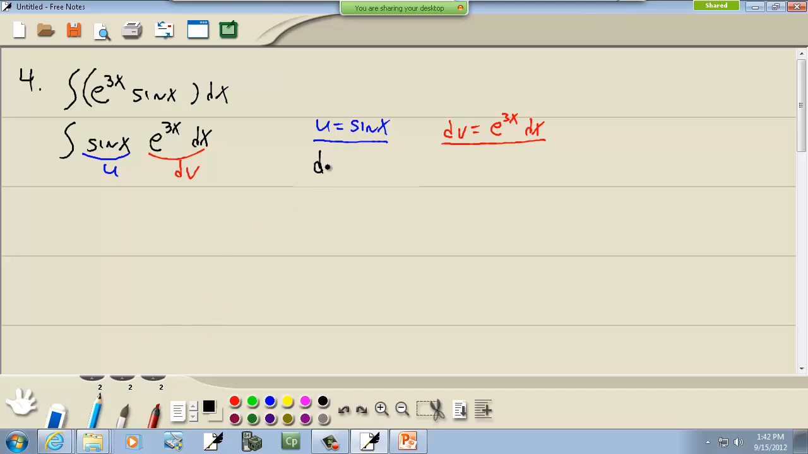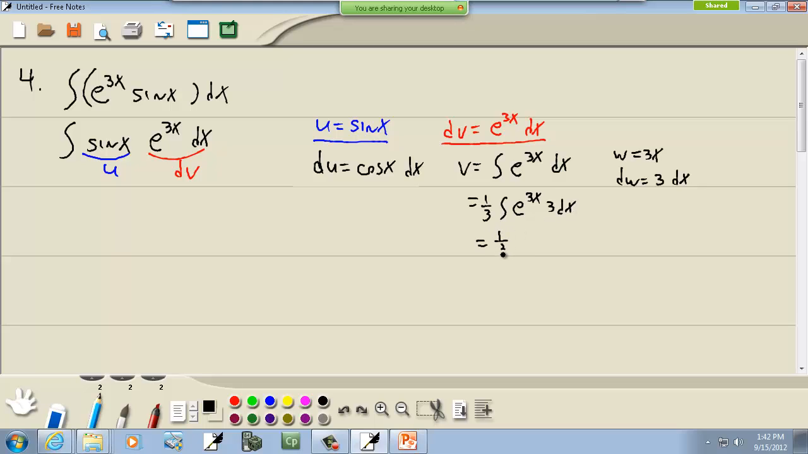So du, the derivative of sine, is going to be cosine, and then we'll add on our dx. Now v will be the integral of this, and within this I have to use the u substitution. Let me instead use w. So w is equal to 3x, dw is equal to 3 dx. So we need a 3 inside, and we'll offset it with a 1/3 out in front.